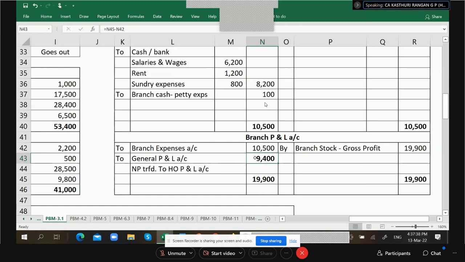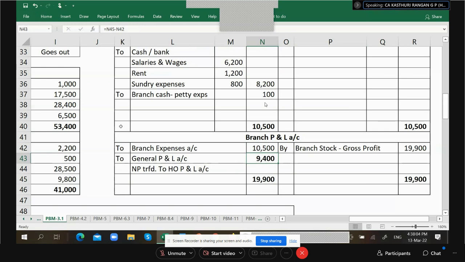So friends, stock and debtors method is a very interesting method. More clarity, better understanding will be there compared to debtors method or memorandum method. Memorandum method, you don't maintain any ledger accounts at all. Just at the end of the year, you prepare a trading P&L based on the data from the branch. That's very dangerous, is it not?